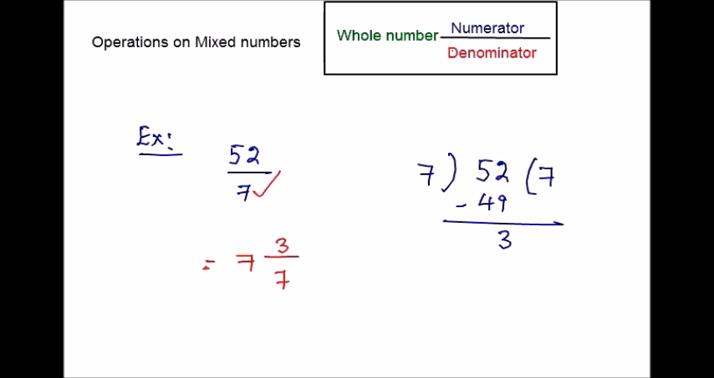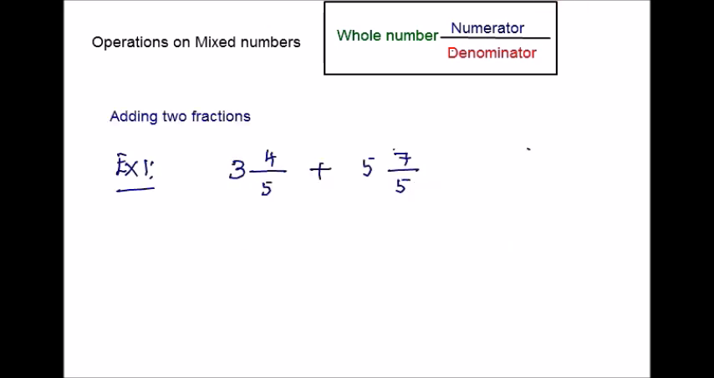Now we can move ahead with adding and subtracting. Let's convert the mixed numbers into improper fractions and then we can perform addition. Step 1. Multiply these two. 5 times 3 is 15. And you have to add this with this. 15 plus 4 is 19. Same way, let us convert these two. You have to multiply these two. 5 fives are 25, plus 7.